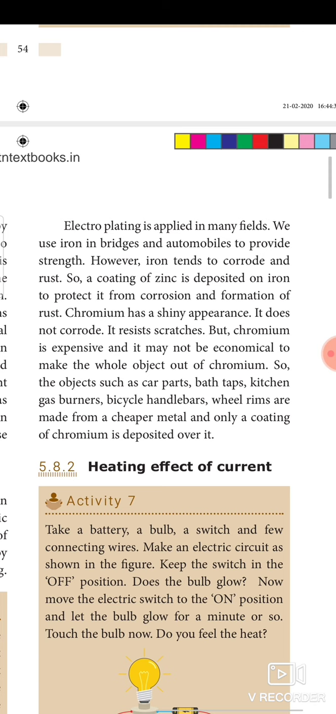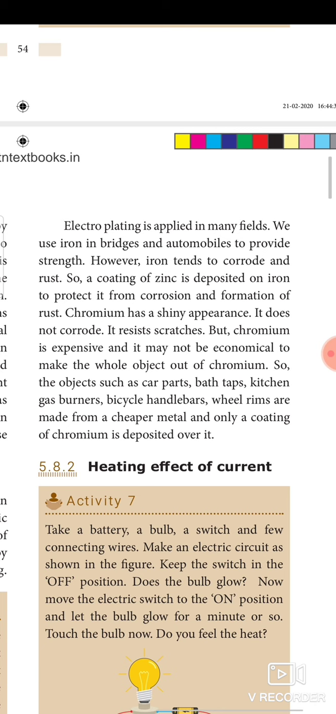So what do they decide? Objects such as car parts, bathtubs, kitchen gas burners, bicycle hand levers, and wheel rims are made of cheaper metal and only a coating of chromium is deposited over it. And the silver color, that is the coating of chromium. Okay, inside it is made up of iron, and the outer layer is chromium. That happens in the process known as electroplating.